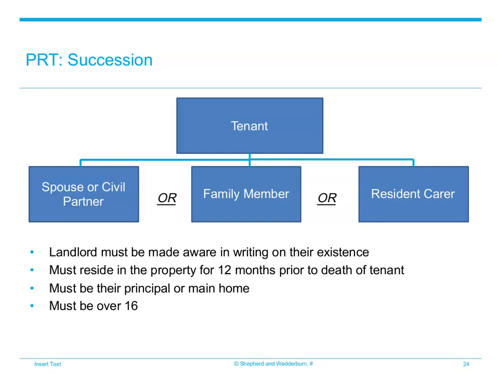Going a step further, if there is no spouse, civil partner or cohabitee and no qualifying family member, a resident carer who has occupied the let property for 12 months prior to the death of the tenant can also inherit the PRT. Now, the succession line only happens once, so as soon as one of these three members has inherited the tenancy, that's where the succession line will end. So it opens up a little bit wider, but there are some requirements that need to be complied with.